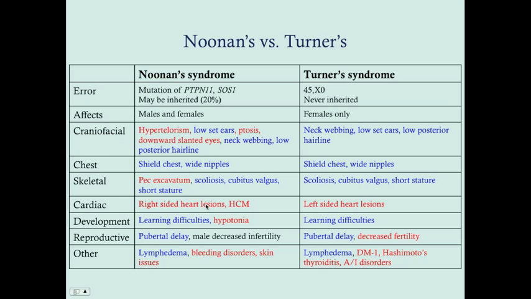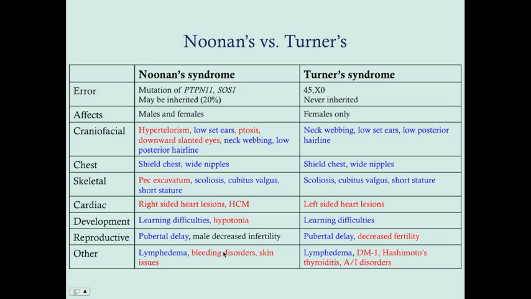So both Noonan's and Turner syndrome have a tendency towards congenital heart defects, but the difference is where they're at. With Turner syndrome, they tend to be left-sided heart lesions, so coarctation of the aorta, for instance, or a bicuspid aortic valve. With Noonan syndrome, it tends to be right-sided lesions, so particularly pulmonic valve stenosis. Then you can also get hypertrophic cardiomyopathy as well.